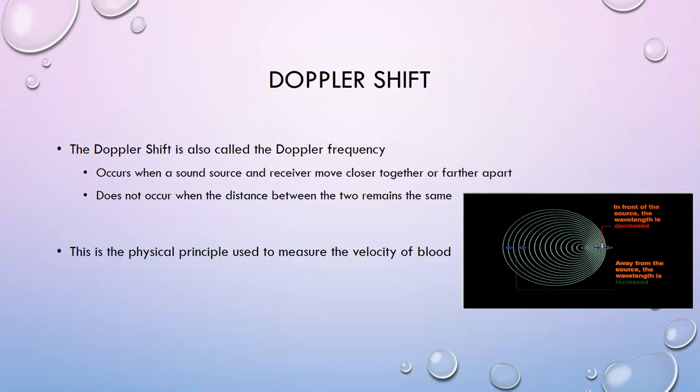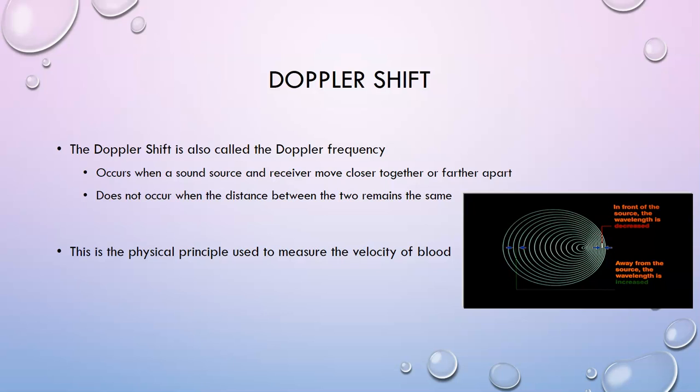A Doppler shift occurs whenever a sound source and receiver move closer together or farther apart. Anytime they are the same distance apart, even instantaneously, you're not going to have a change in the frequency shift. So if you're in front of a source that's moving, you're going to notice an increase in the frequency or a decrease in the wavelength. And if you're behind a source that's moving away from you, you're going to notice a decrease in the frequency or an increase in the wavelength.